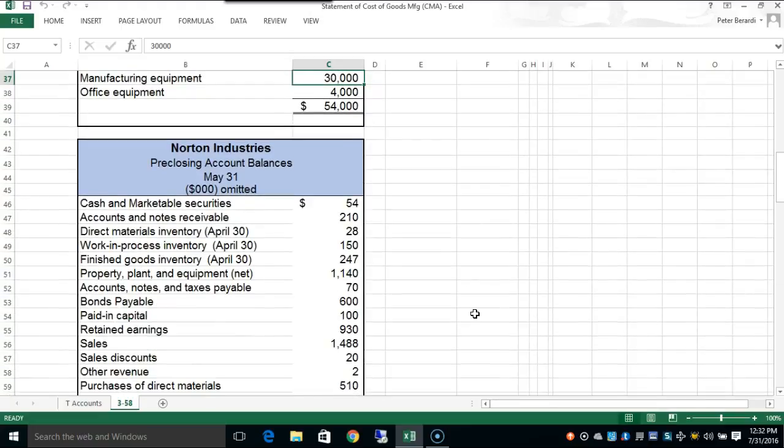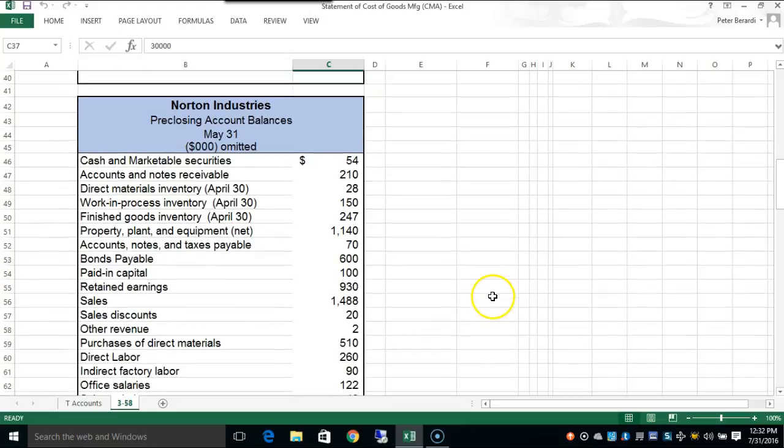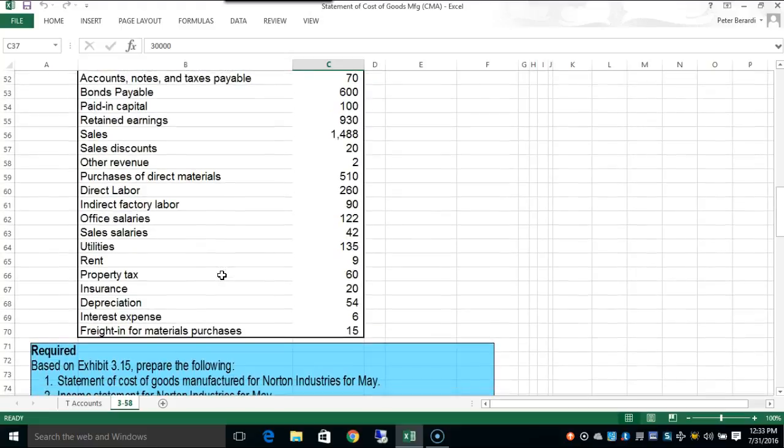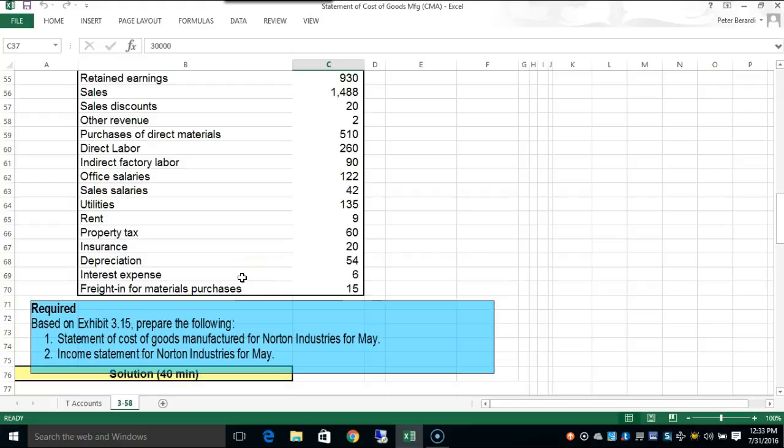Then Norton gives us pre-closing account balances as of May 31st. So basically this is a trial balance. It's giving us balances in its chart of accounts via a trial balance for all its balance sheet and revenue and expense related accounts. So our job is to decipher or delineate which accounts are relevant and which accounts are not. So we go down this list and we're going to be basically picking the relevant accounts for the statement of cost of goods manufactured and the relevant accounts for our income statement. Requirements are a statement of cost of goods manufactured and an income statement for Norton in May.